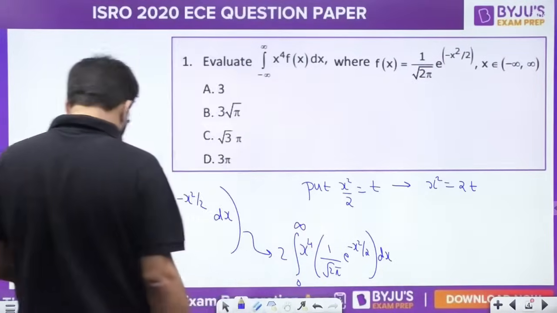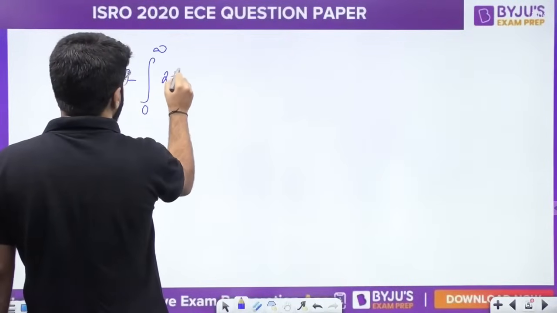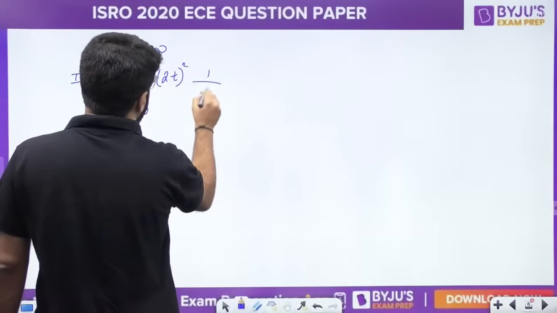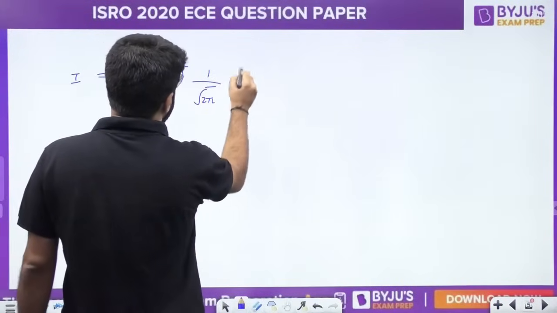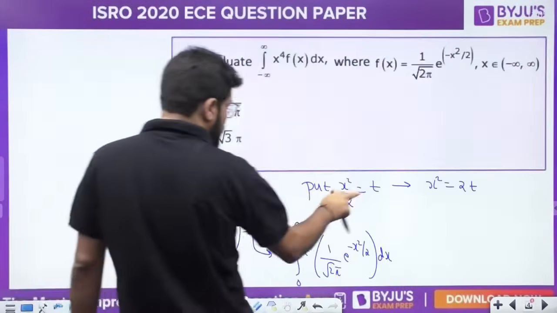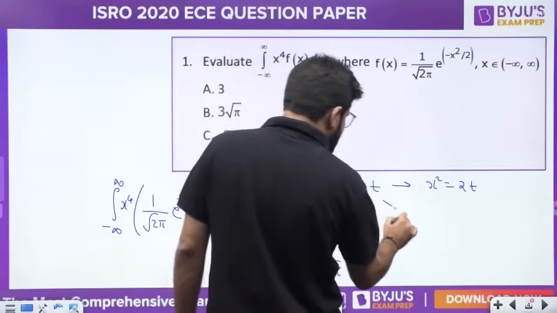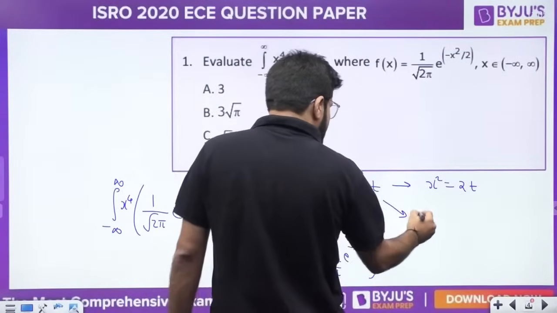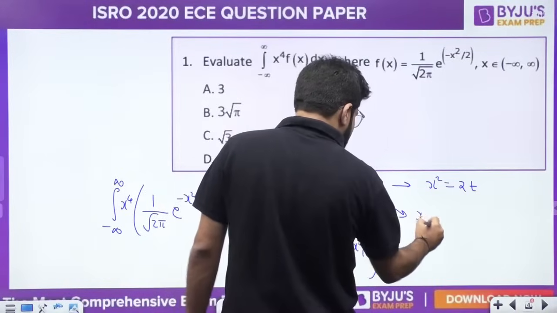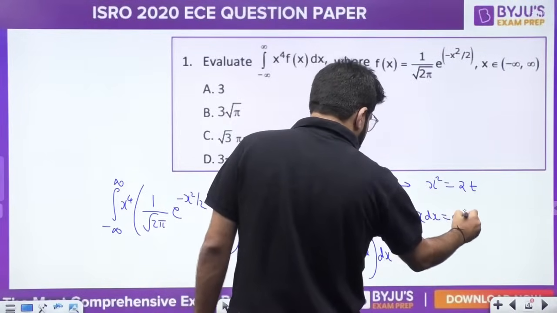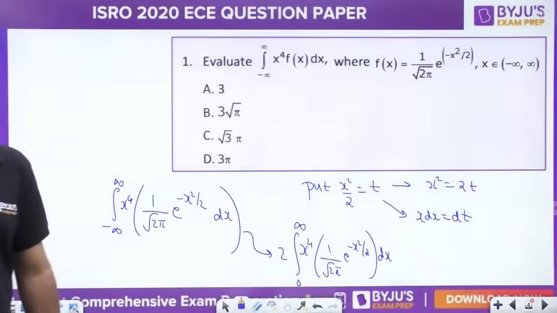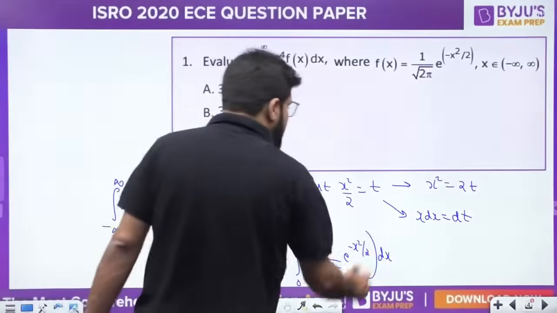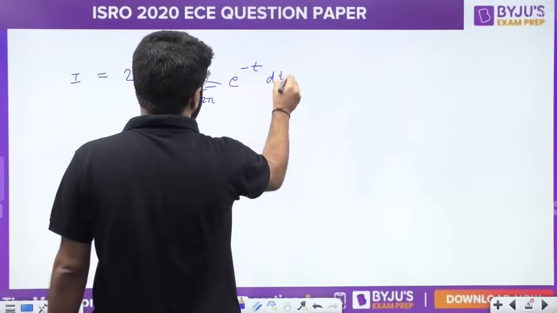X square is 2t, so x power 4 will definitely be equal to (2t) whole square. Then I have 1 upon root 2 pi e raised to the power minus t, because x square by 2 we have put as t. So what is going to be dx, dear? Okay, if you differentiate on both the sides, you get x dx is equal to dt. So what is going to be the dx? It is dt divided by x.